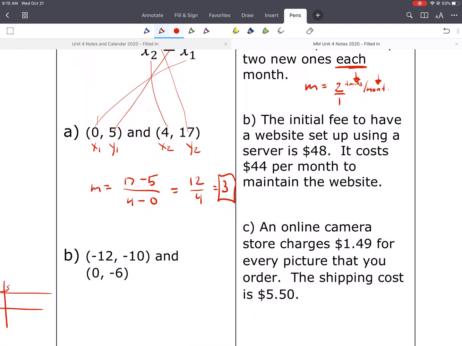Initial value, initial fee for a website costs $48. It costs $22 per month to maintain the website. So here the slope would be $44 per month. Okay? So $44 per 1 month. Okay? And we'll just write it as 44.